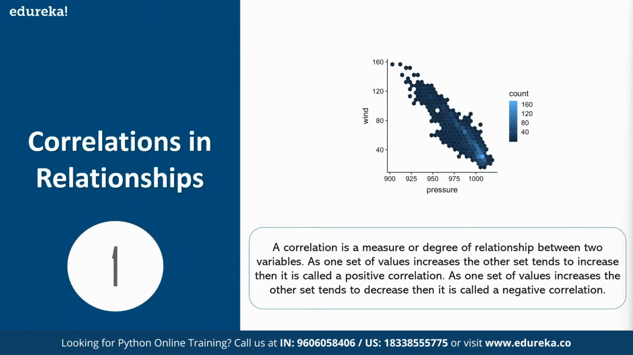Okay. So here we have some information about correlation. As we have seen already, correlation is a measure or degree of relationship between two variables. As one set of values increases, if the other set tends to increase, it is called positive correlation. As one set of values increases, if the other set tends to decrease, it is called negative correlation. So in this example plot that has been given to us, this clearly shows there is a negative correlation, because as one set of values is increasing, as the pressure is increasing, the wind is decreasing. Hence, I can say that there is a negative correlation for this given pair of data.